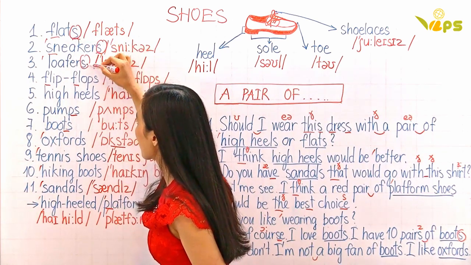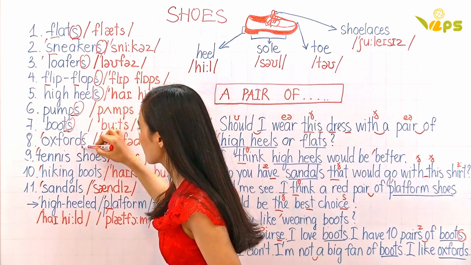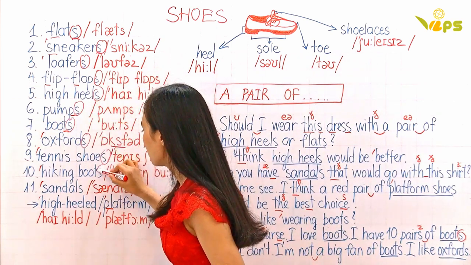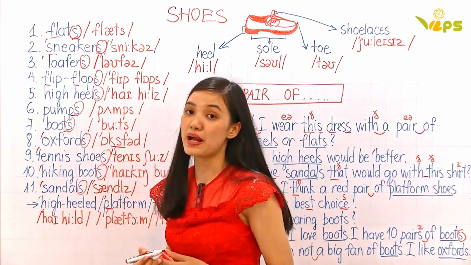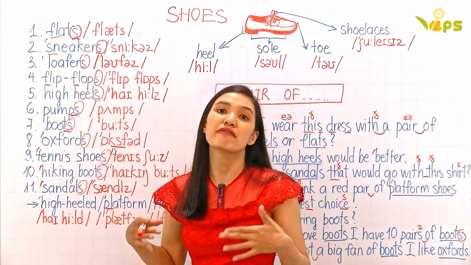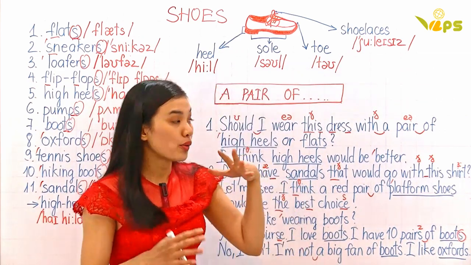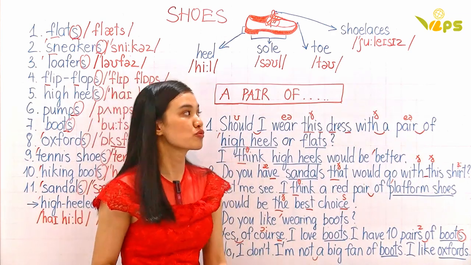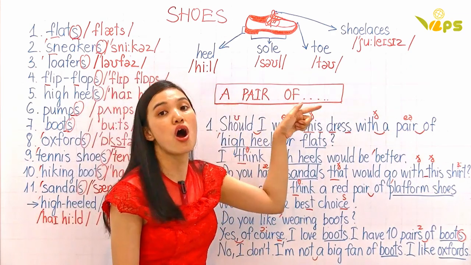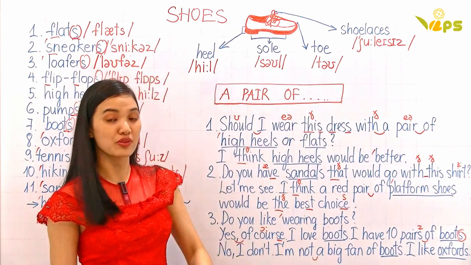S here, because there are two, right? Shoes, pumps, boots, Oxford, tennis shoes, boots, sandals. That is the reason why we have to use S at the end, because we have 2 feet, so every shoes we need two. So when you talk about shoes, remember to use a pair of. A pair means two go together, the same thing.